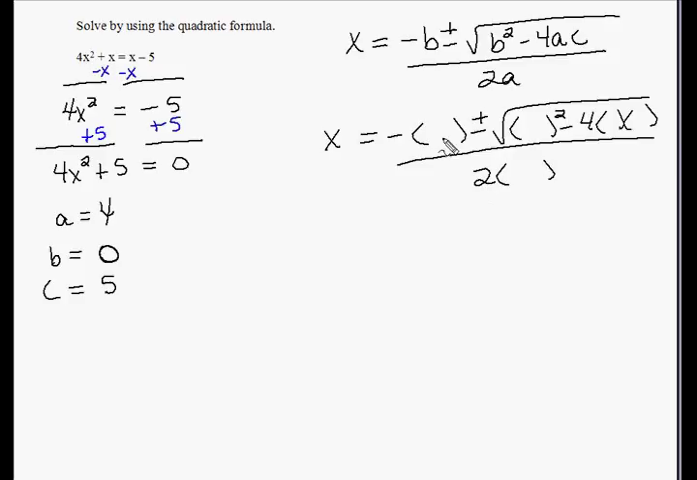So the first value we need is b. Our b value is 0, and that goes there and also there. Next, our a value is 4, and that goes next to the 4 and next to the 2. And lastly, our c value is 5. Let's clean this up and see what we have.